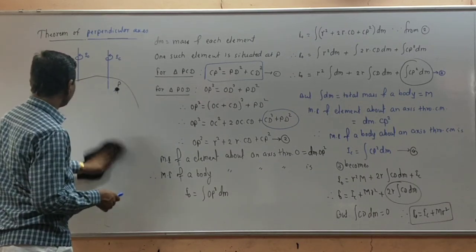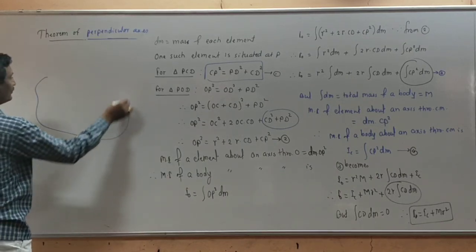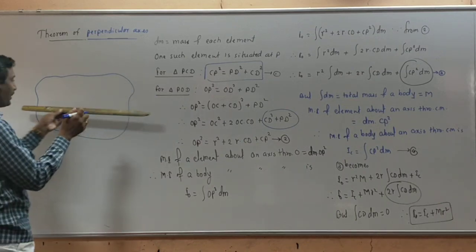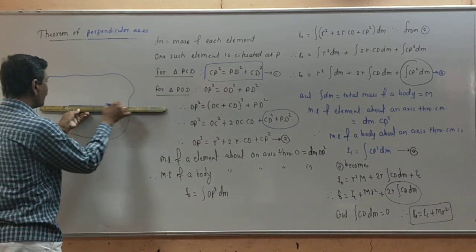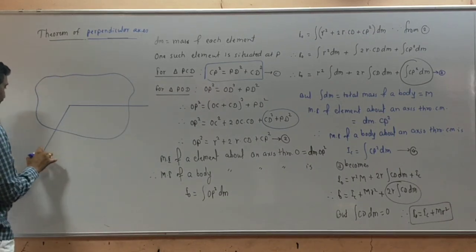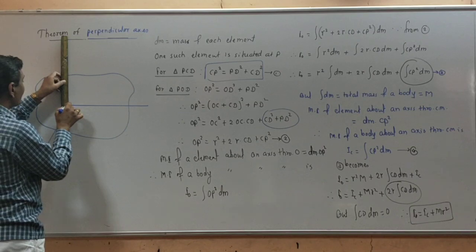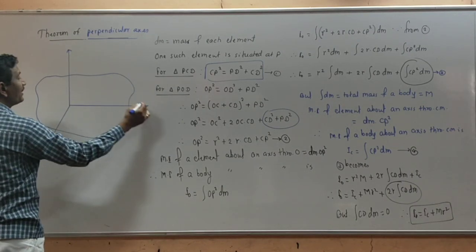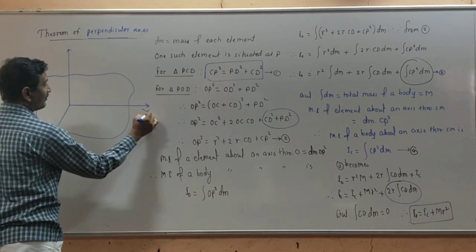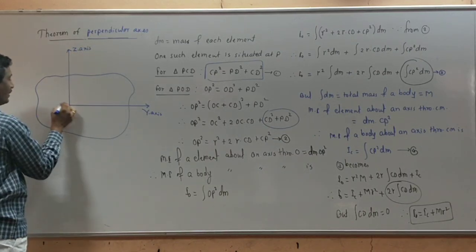So we consider the situation again. Consider a plane lamina, a rigid body, with two axes in the plane of the figure. Suppose this is the x-axis and this is the y-axis. Both axes are perpendicular to each other in the plane of the figure, and this third axis is perpendicular to the plane of the figure. So this one is the x-axis, this is the y-axis, and this is the z-axis. O is the center.